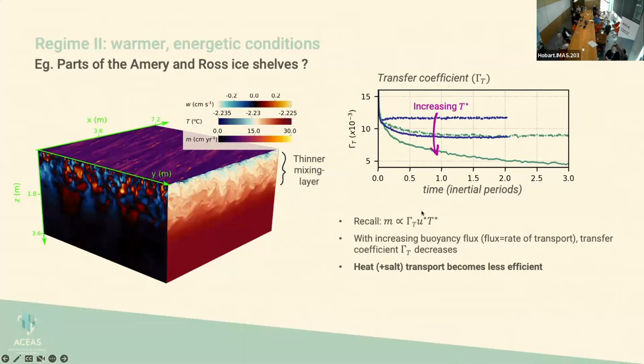The interesting thing about this is that it falls outside of what's currently represented in ocean models. And it represents a feedback whereby if we increase the temperature, we increase the melt rate, that in turn suppresses the turbulence and decreases the melt rate. So it's this interesting negative feedback.